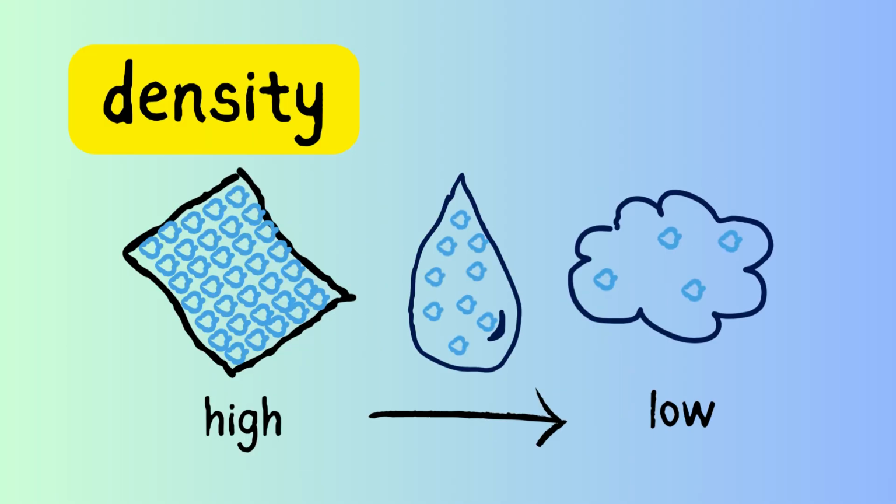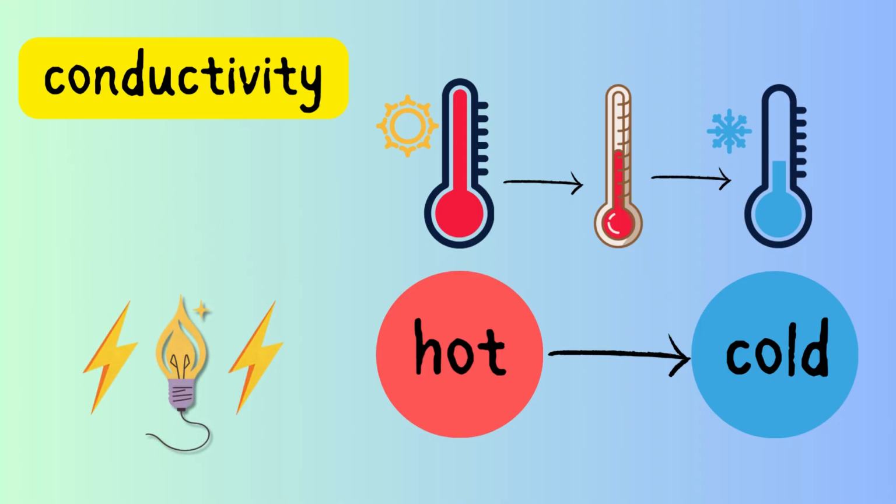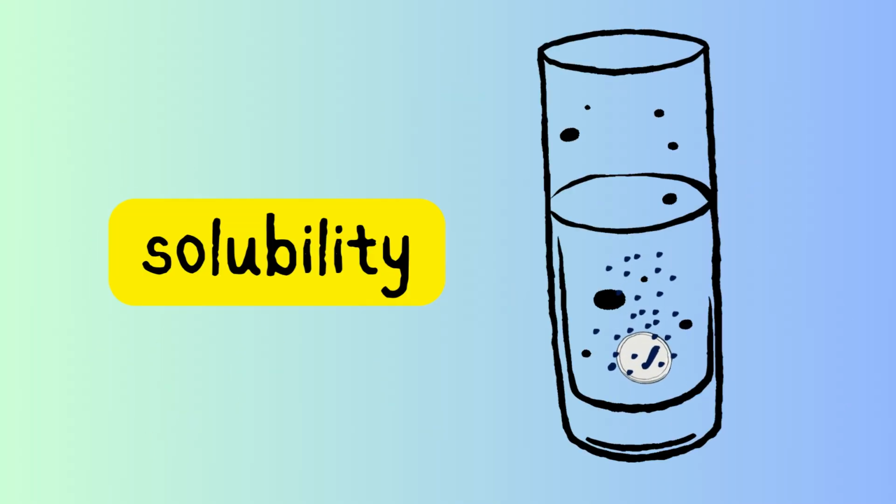You can talk about its density, how heavy or light it is for its size, and how together the particles are inside that state. You can talk about conductivity, how well it carries heat or electricity, and you can talk about its solubility, how well it mixes or dissolves in water.